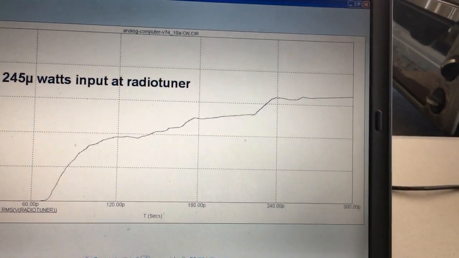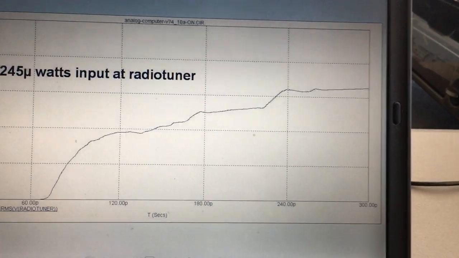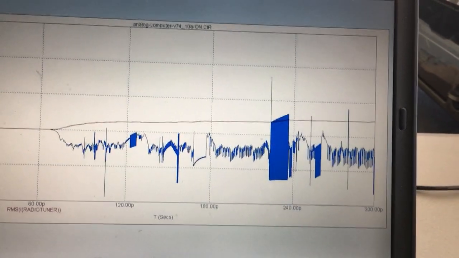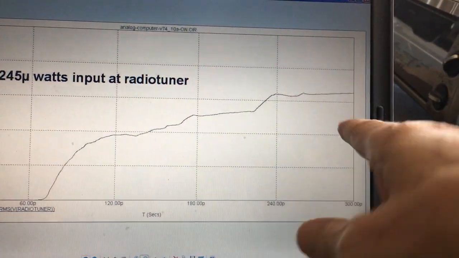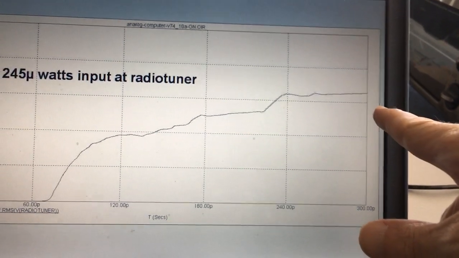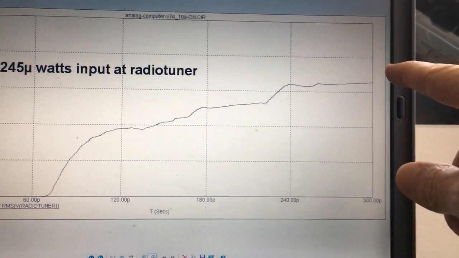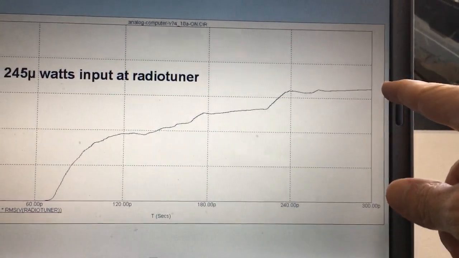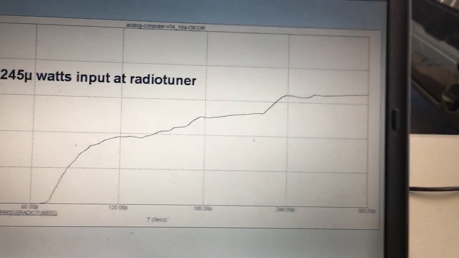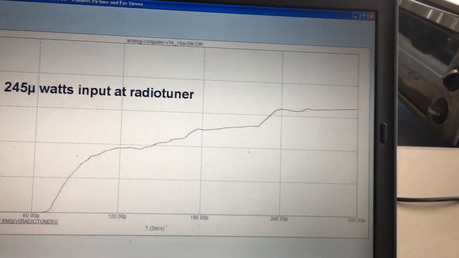Now here's the wattage input at the radio tuner. When you combine that microvolt sine wave with this amperage, you get this RMS, which is 245 microwatts of input at the end, at the terminus, or at the time duration point of 300 picoseconds. So it's still rising, but far in deference to what the rest of the system is experiencing, which I'm going to show you in a second.